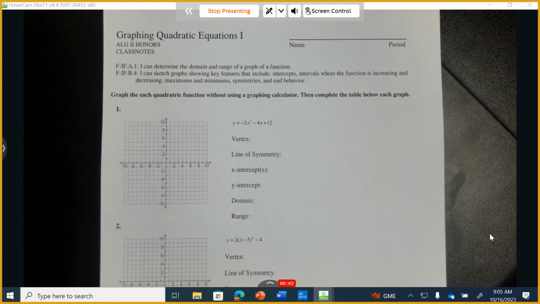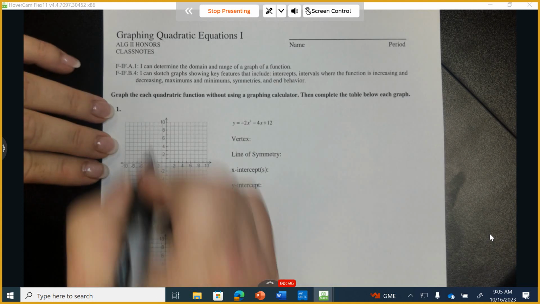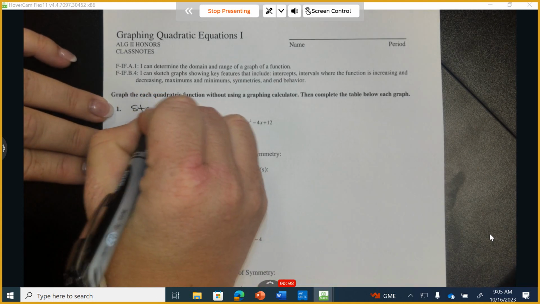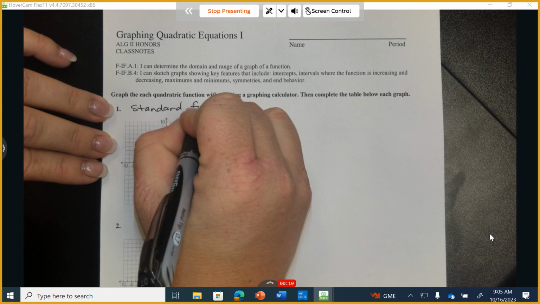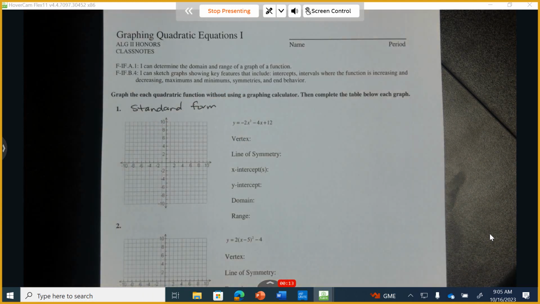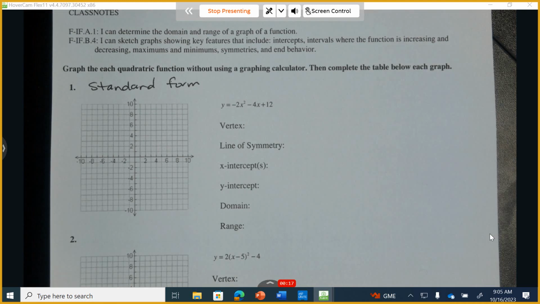Today we're going to jump into 3 different types of graphing quadratic equations. This first one is standard form. Please write that down on your notes. This is standard form, and there's a couple things that we can tell. There's a couple things that make it easy for us in graphing in standard form.